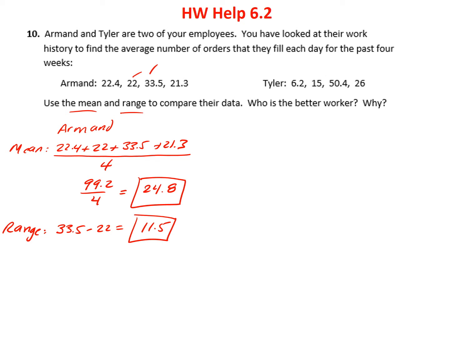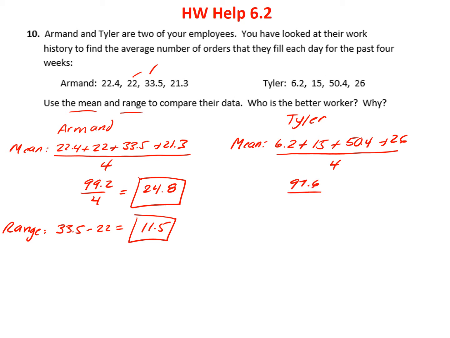Okay, so there's his average. The mean is his average sales orders that he places, and that's his range between his high and his low day. Now we move over to Tyler. His mean: 6.2 plus 15 plus 50.4 plus 26 divided by 4. So those things add up to 97.6 divided by, again, 4. And his average then ends up to be 24.4.